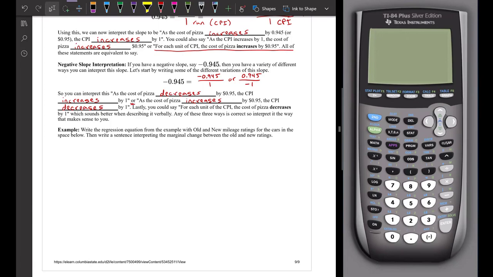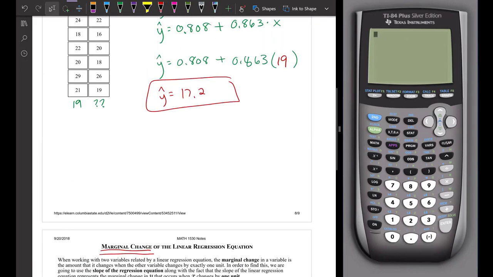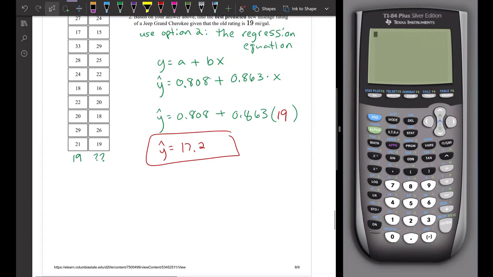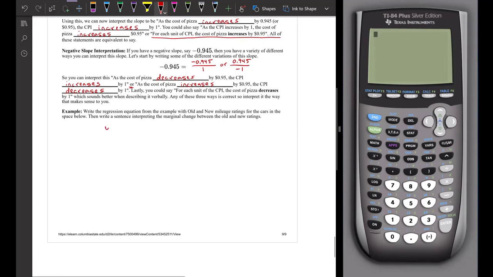Look at that last problem where we have the 0.808 and the 0.863x. So we had this regression equation here. Okay. We want to interpret the slope of this. So let me rewrite this equation right quick.